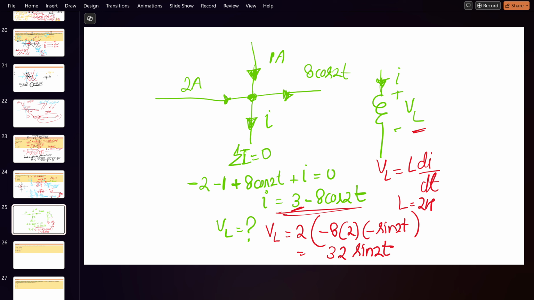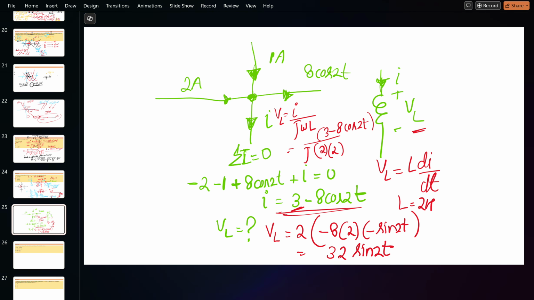We can take like V by I, na, sir. V by I means like V by I is j omega L. Yeah, you can use that. For finding VL, VL is equal to I times j omega L. Here also you will get the same answer. Omega here is 2, L is also 2. I we have got as 3 minus 8 cos 2t.